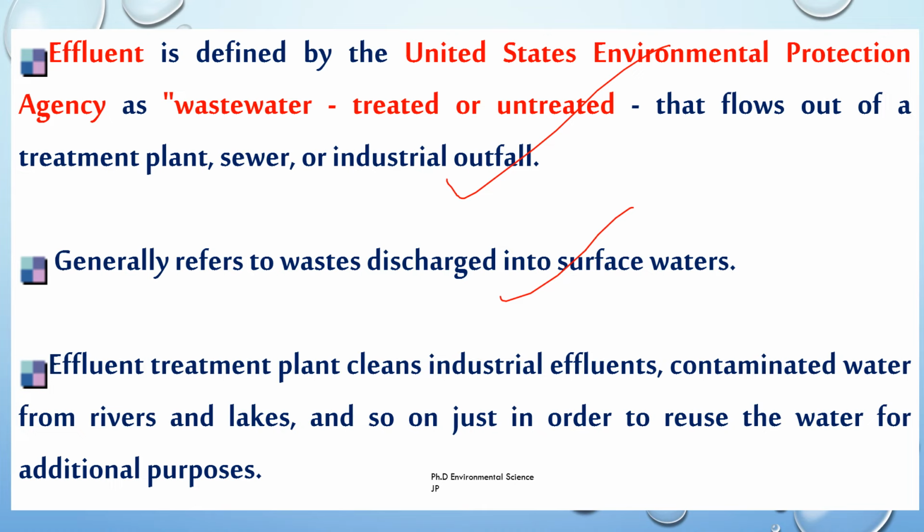ETPs are designed to clean industrial effluents and contaminated water from various sources, including rivers and lakes. The primary purpose of ETPs is to treat this wastewater to a level where it can be safely reused for other purposes, thereby reducing the environmental impact and conserving water resources. The treatment process in ETPs typically involves several stages, including physical, chemical, and biological processes to remove contaminants.